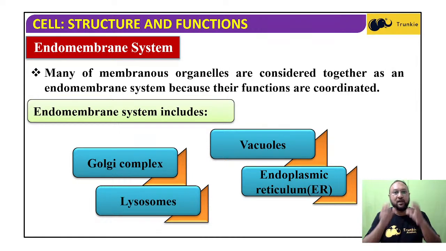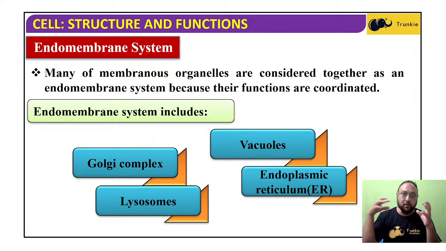For example, if the endoplasmic reticulum is sending some substances after processing, the Golgi complex will further process, change, and modify them. Then they go to the lysosomes, and then the lysosome goes to the vacuole. So all these are coordinated and their functions are interrelated. Once the endoplasmic reticulum finishes its function, it passes on to the Golgi complex, then to the lysosomes, then the product of the lysosomes goes to the vacuole. In this way, they are coordinated and interrelated, so they are the endomembrane system.